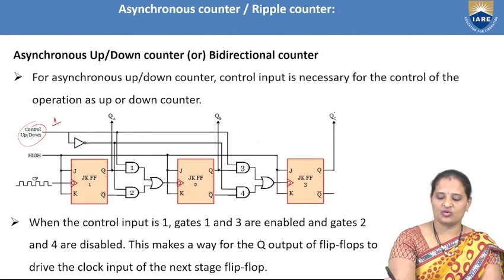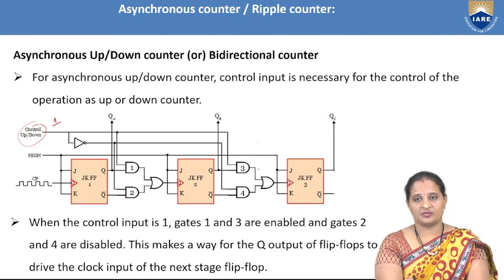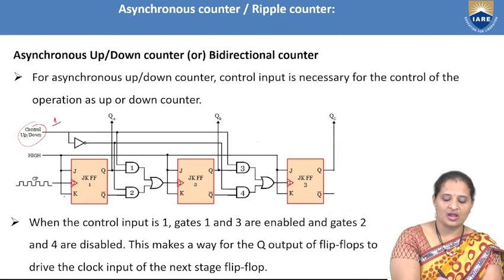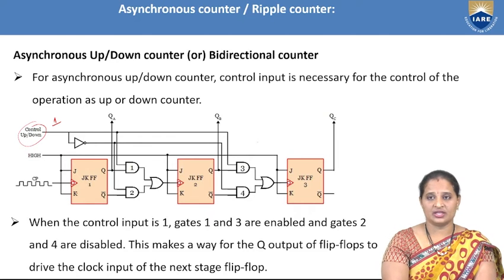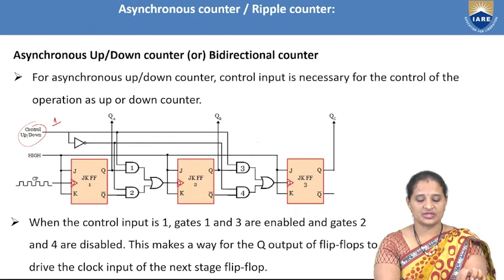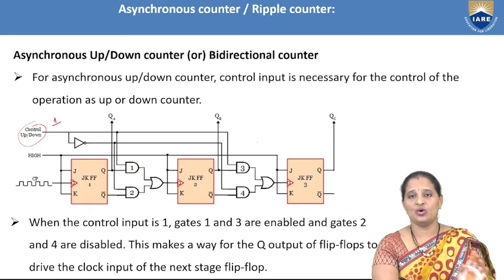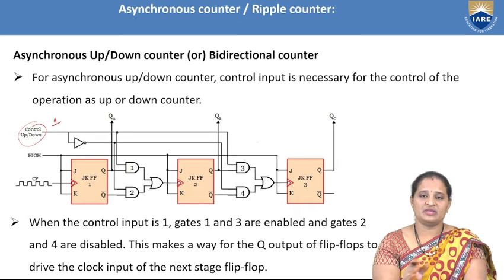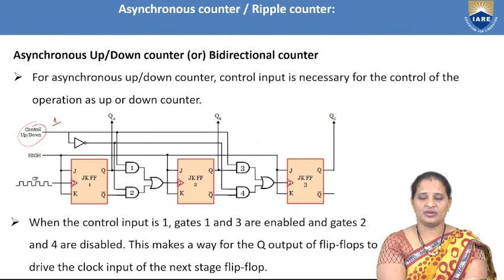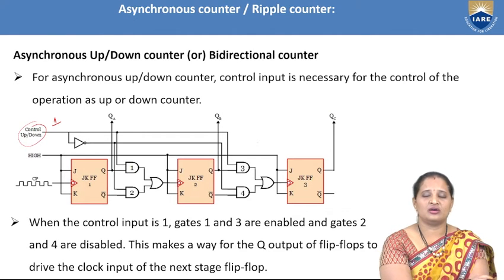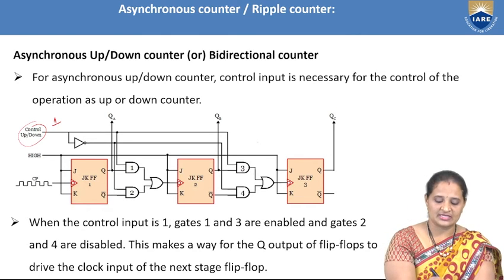So here QA, QB, QC are the outputs taken from the 3 flip-flops. As we all know, all these 3 flip-flops are T flip-flops in which the toggle input is connected to logic 1. That means every time the output will be complemented, because we have connected the toggle input to logic 1, and hence the next state will be the complement of the present state.